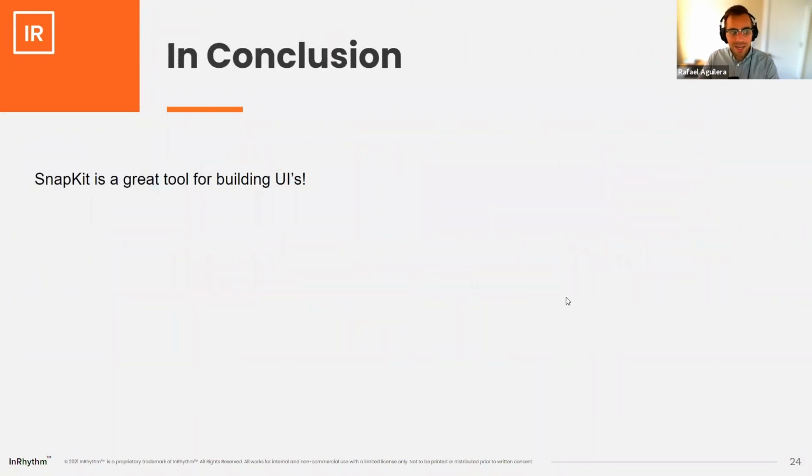So in conclusion, SnapKit is an awesome tool for building UIs. It takes care of a lot of the stuff that you need to do. It does a lot of the work for you, and it makes it really easy, especially to do those animations. It's actually really fun to do those animations.